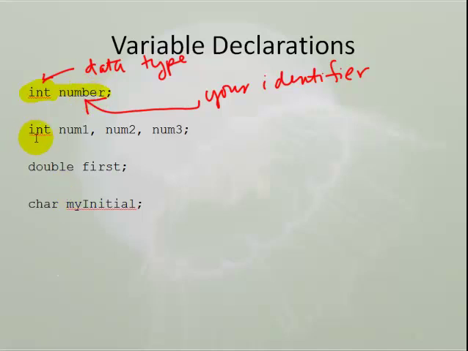So you can also declare 3 on one line, as the second line does. So all 3 identifiers, num1, num2, num3, are integers. Here's just a different data type. So the data type always has to be first, and I called this particular double first. Okay, this says go grab enough memory for a double, whatever you need for your machine, and assign that the name, the identifier first. And char my initial, just another example.